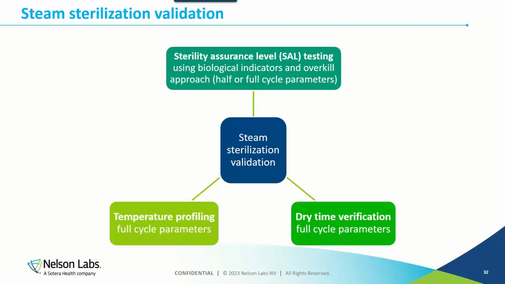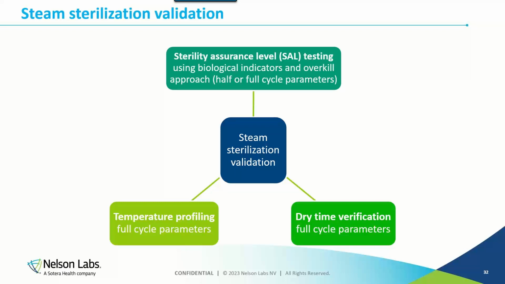So steam sterilization validations consist of 3 tests. You have your sterility assurance level testing, and this is where we're going to use biological indicators, and we're going to make sure that they are killed off after testing. Second thing we're going to do is verify dry times, because we want to make sure that devices are dry when they come out of the sterilizer. Moist might result in reoccurrence of microbial growth, and we don't want that.